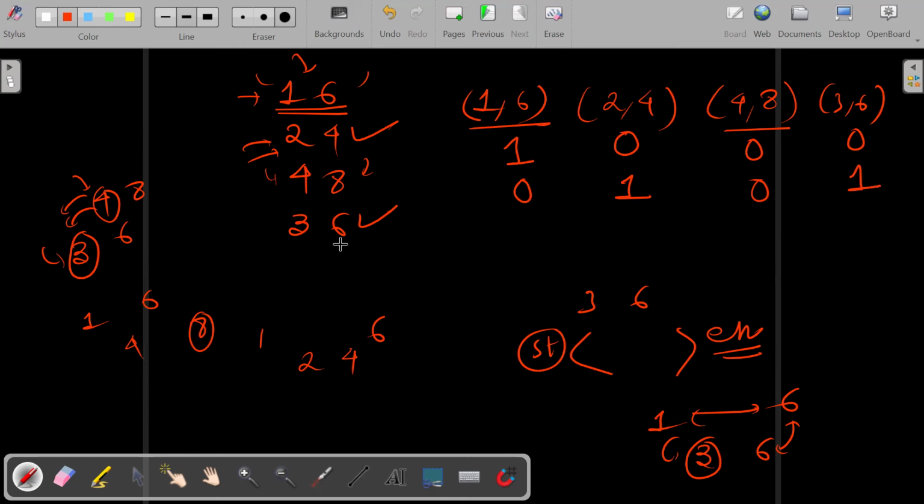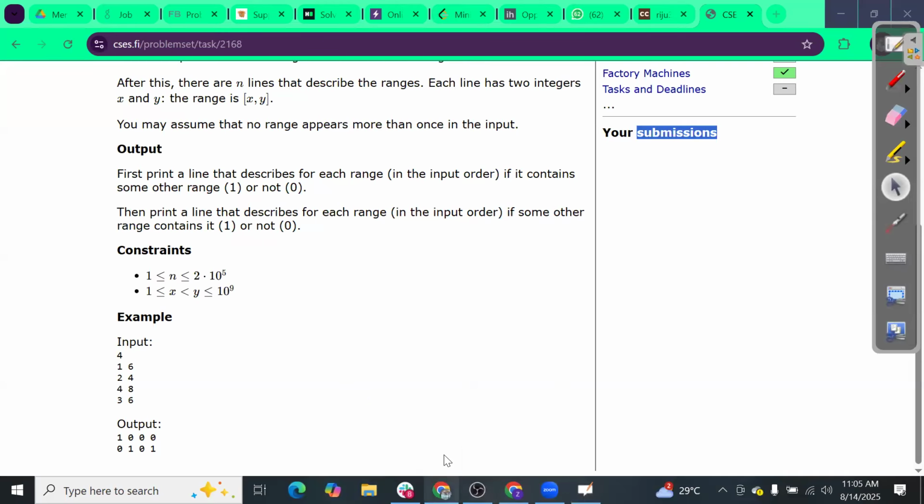Let's match whatever we have solved intuitively against the sample output. The answer is 1000 for the first line, and for the second line it's going to be 0101. So we are doing it quite correctly. This is the format in which you are required to print the answers.